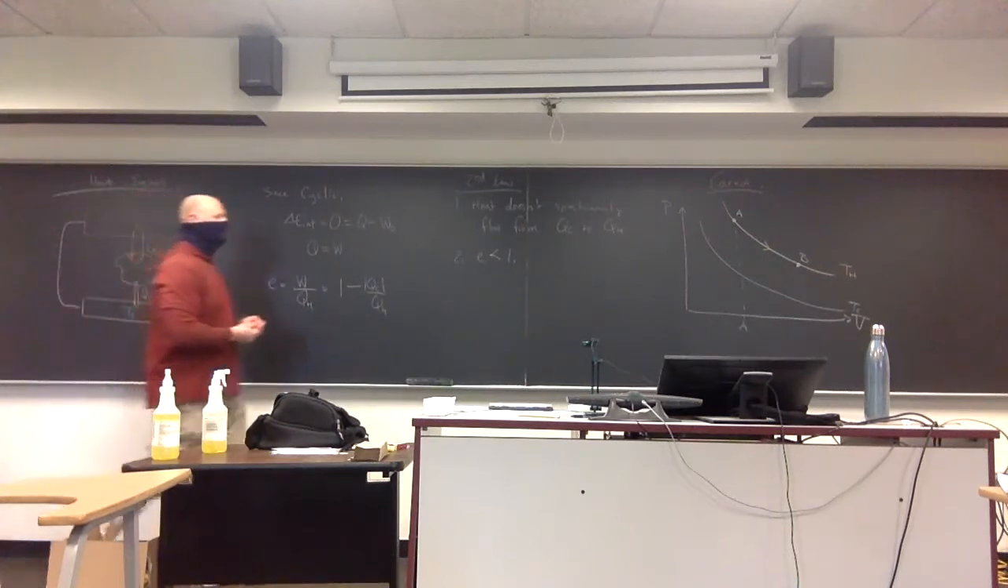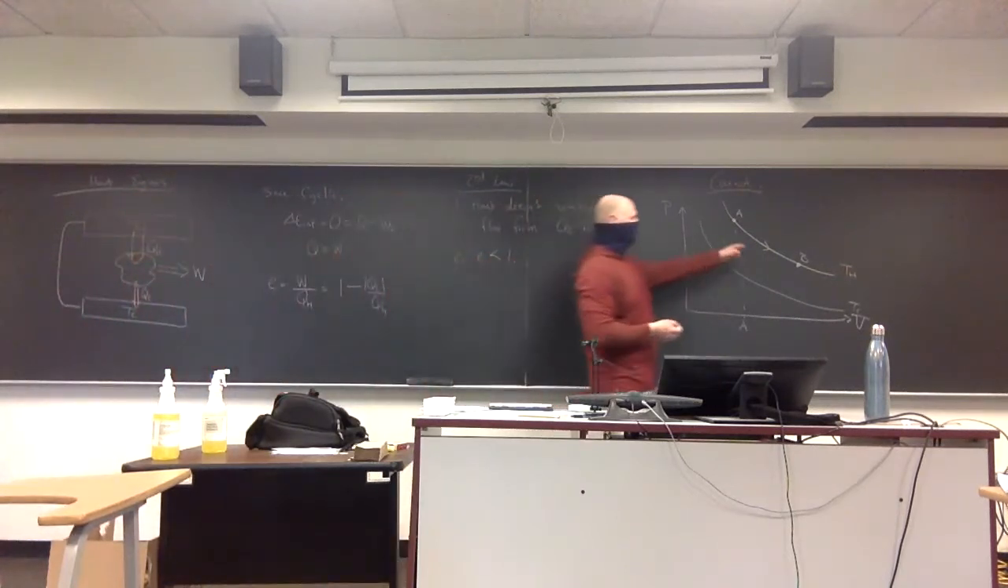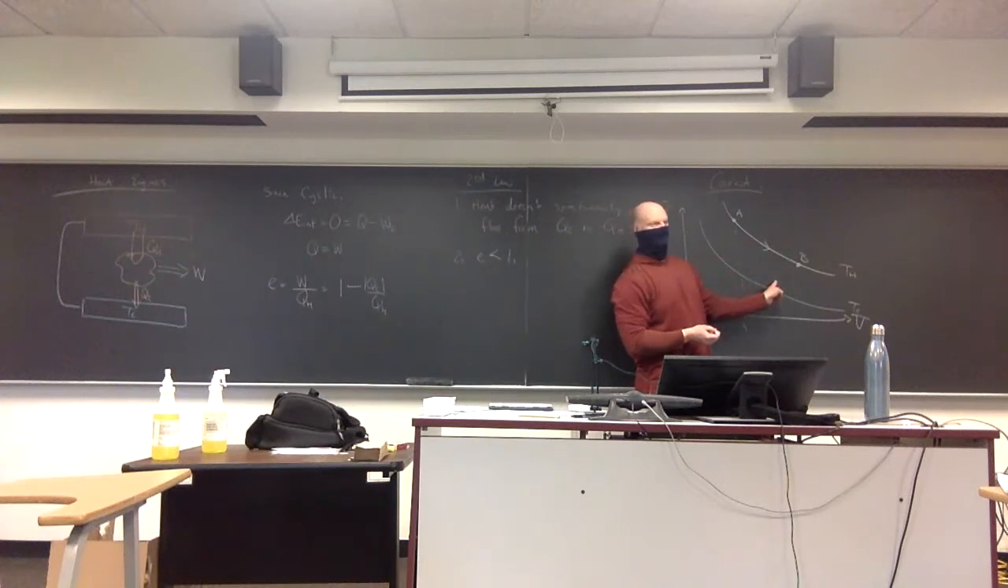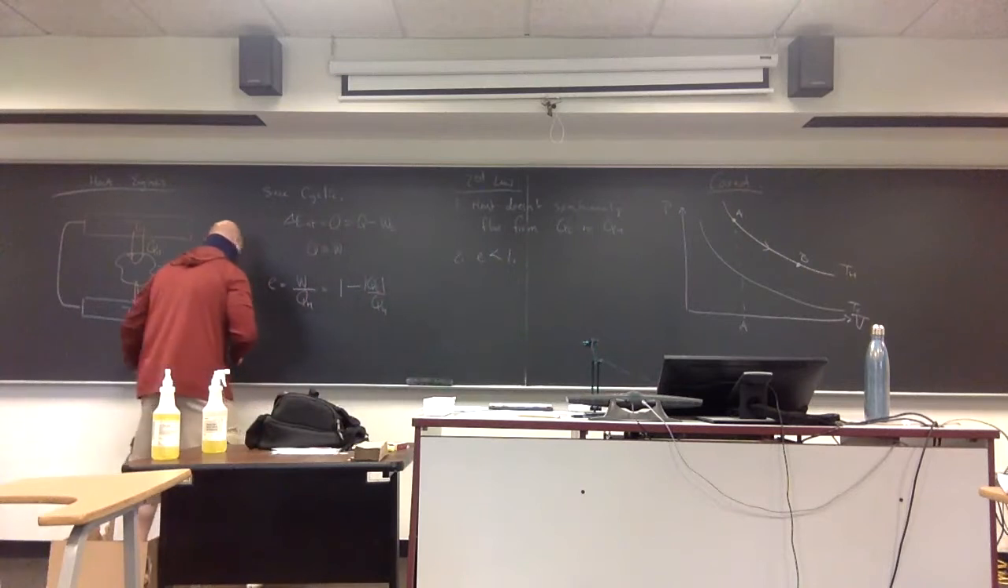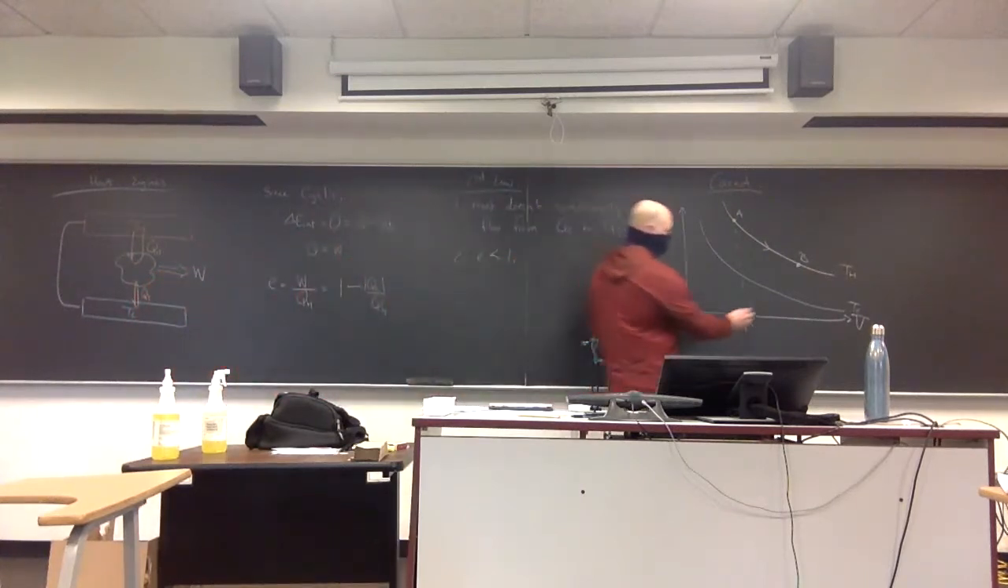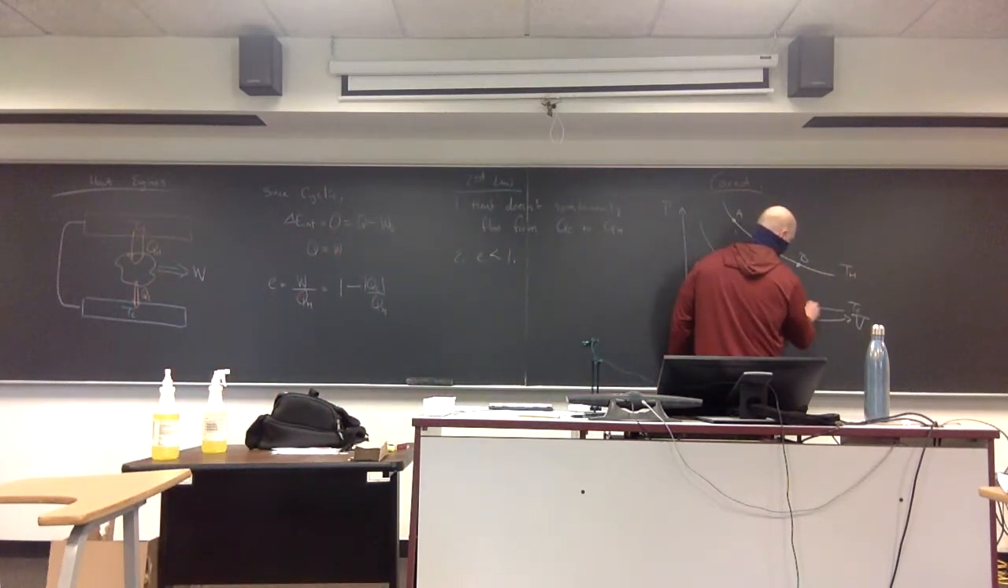Then we're going to get it to go from the hot isotherm to the cold isotherm. We're going to do that adiabatically. So then what we're going to do is expand it just a little bit more. We're now going to expand it adiabatically to point C here. So this portion here is going to be an adiabatic process.